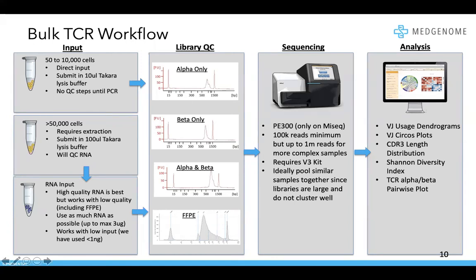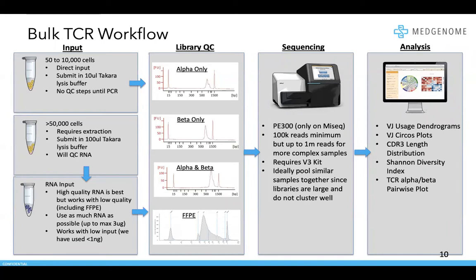And a lot of times when clients are sequencing T cells, they don't get a lot of cells. If they're doing PBMCs as input, usually it's not a problem to get hundreds of thousands or millions of cells. But if they sorted their T cells, a lot of times it's pretty limited. And so with Takara's kit, you do have the option of using the cells as direct input by having them submit their cells, up to 10,000, in about 10 microliters of Takara lysis buffer.